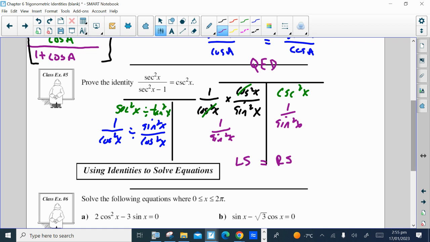So 1, 2, 3, 4 steps. Simple steps, eh? Nothing really complicated. Use those hints. Try something. If it doesn't work, you try something else. You will never be given one that is not provable. If you're asked to prove an identity, it can be done.